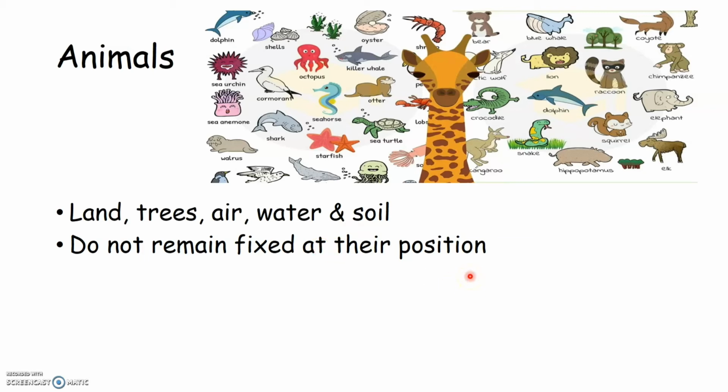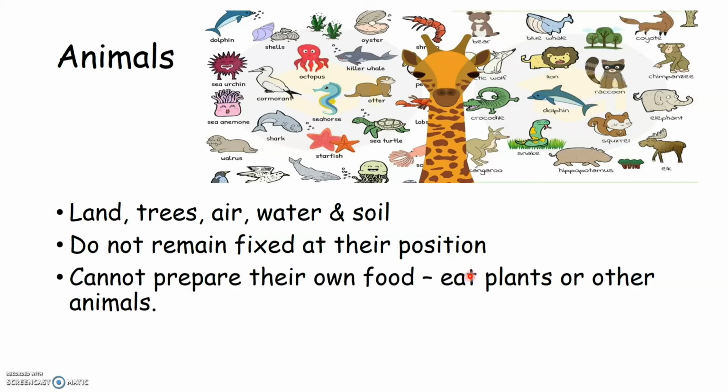Now, unlike plants, animals cannot prepare their own food. So they depend on plants and other animals for their food. So animals cannot prepare their own food, but they eat plants and they also depend on other animals for their food. So here we have seen that animals, which are living things, depend on other living things like plants and animals in order to survive. So animals depend on plants and other animals for their food.